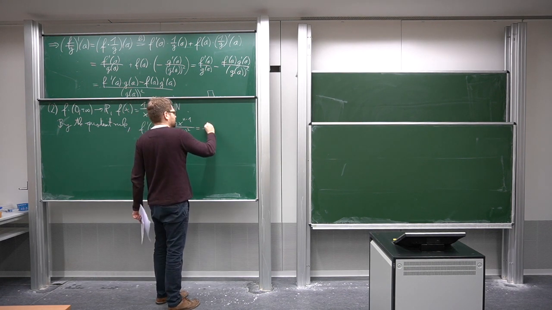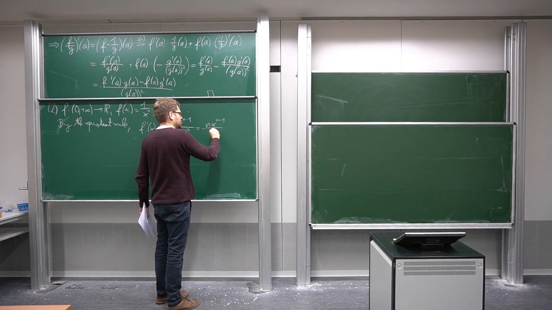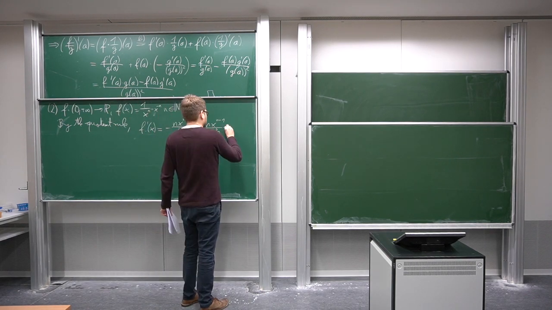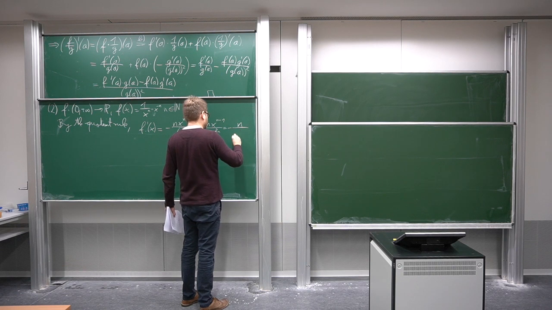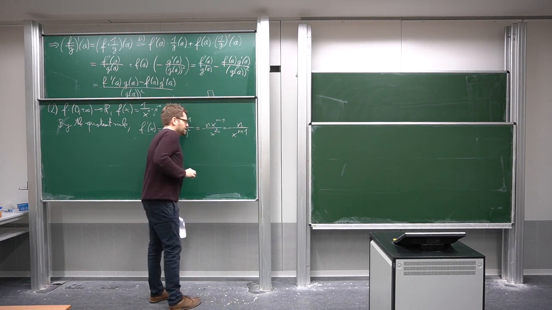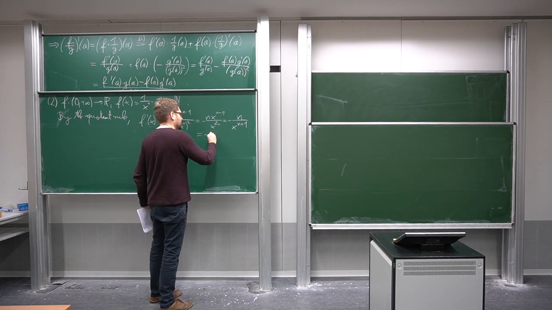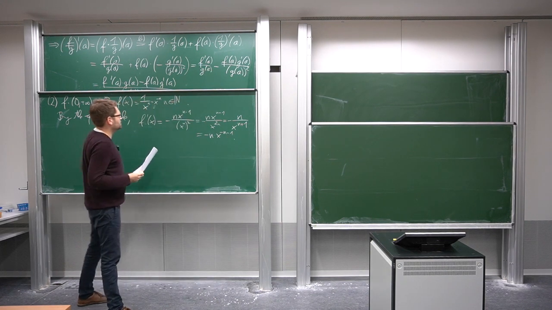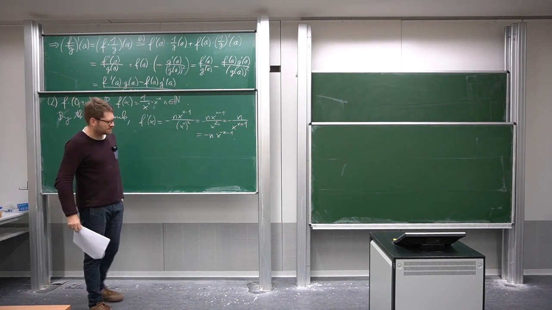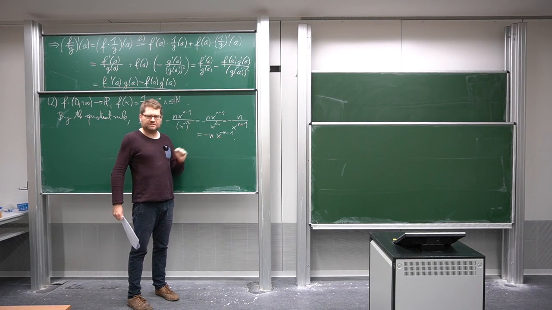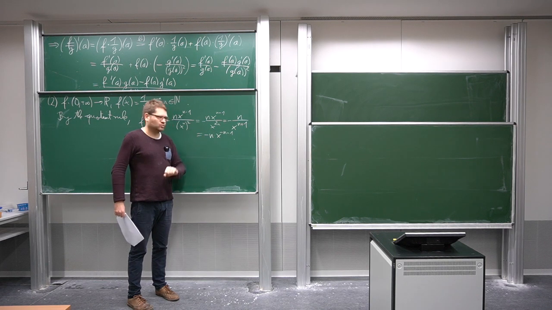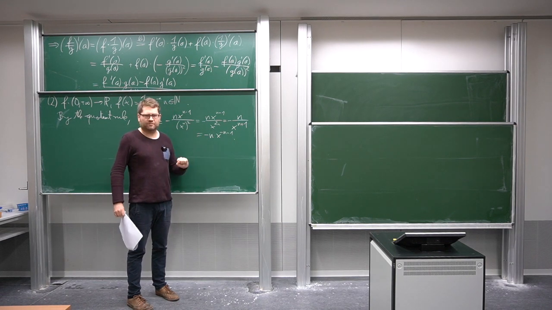This means we get minus n x to the n minus 1 over x to the power of 2n, and now we can of course just cancel these out. This is the same as minus n divided by x to the power of n plus 1. And if we write this as minus n times x to the minus n minus 1, we basically see that since the original function was x to the minus n, this is the same as the derivative for polynomials, where we just pull down the exponent in front and subtract 1 from the exponent to get the new one.